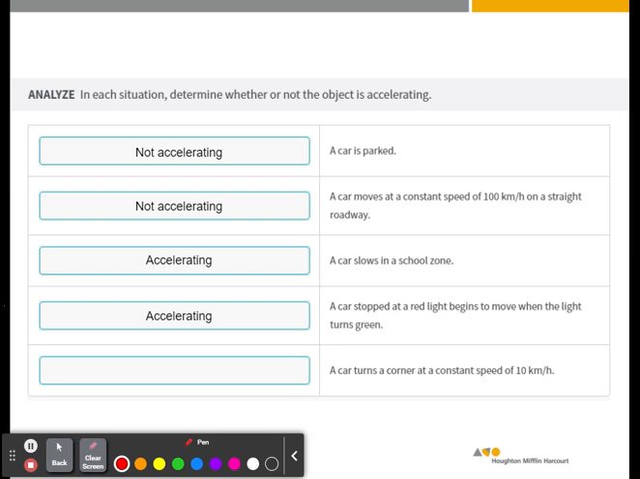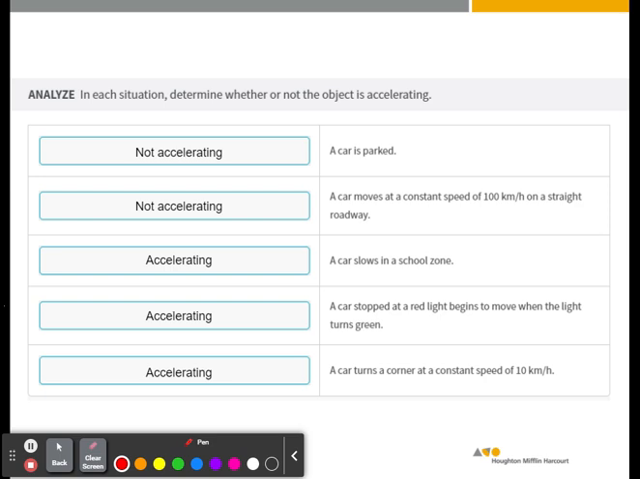If a car is stopped at a red light and then begins to move when the light turns green, then it is accelerating. And in that case, it's speeding up. So the direction of the acceleration is the same as the direction of the velocity, forward, in the case of a car speeding up.